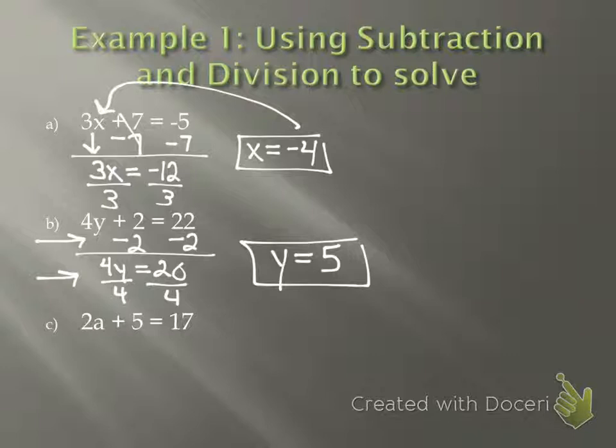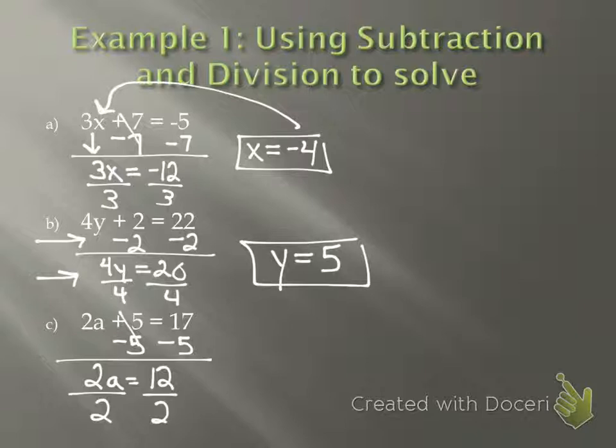Mason, what's the first thing I do on C? Very good. Subtract 5 because it's positive. So now I have 2a equals 12. Now what do I do, Amelia? You divide by 2. Very good. Divide both sides by 2. And a equals 6. And again, we check these by plugging it back into the original.